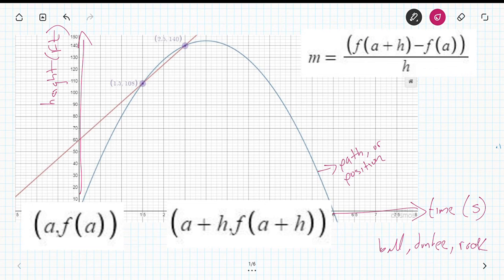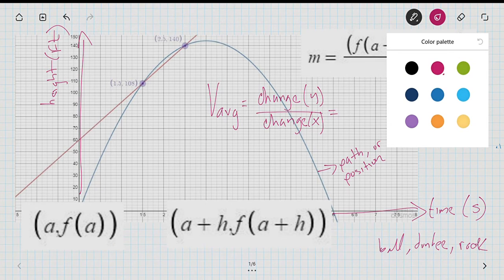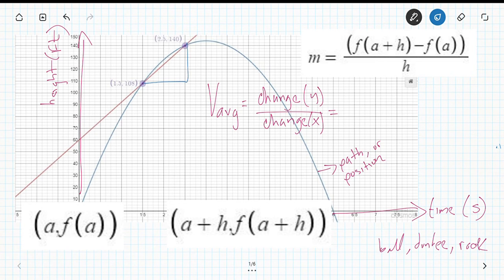All right. So when I want to find the average velocity, well, obviously I want the rate of change of the position, right? So the v average is going to be the change in y over the change in x. Okay, and so we said that y was the height and x is the time. So we're going to go ahead and find the rate of change between those 2 points. Let me use blue.